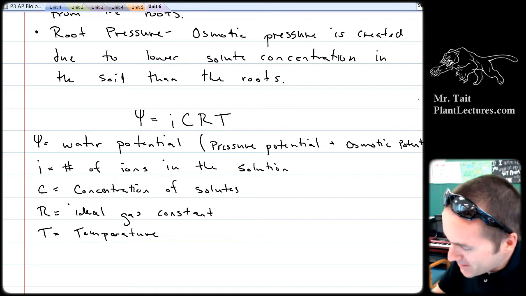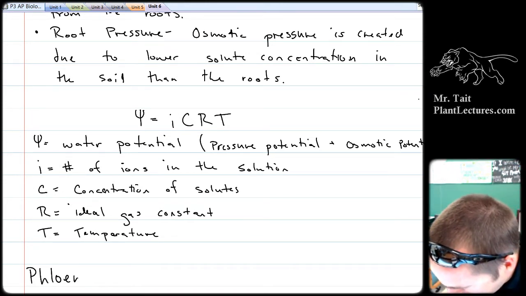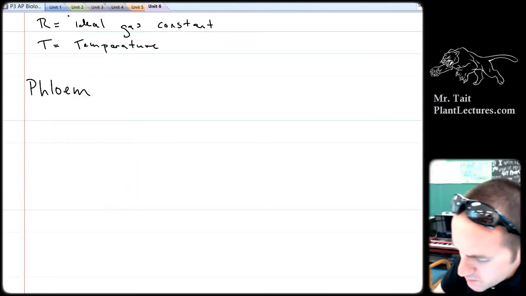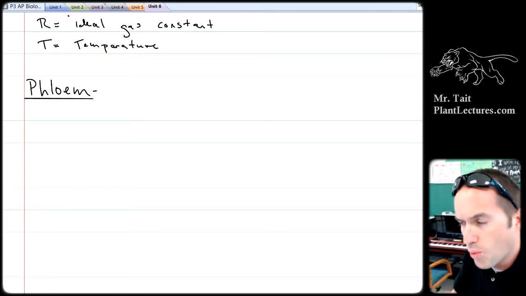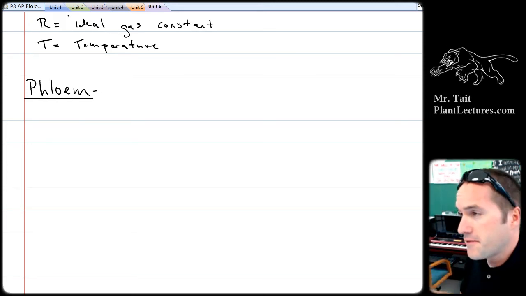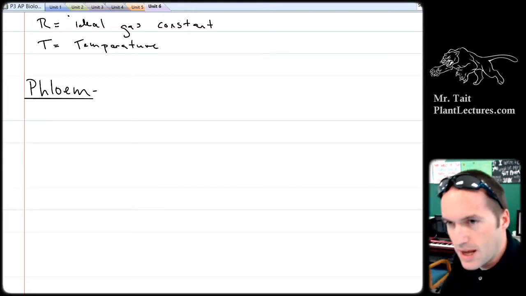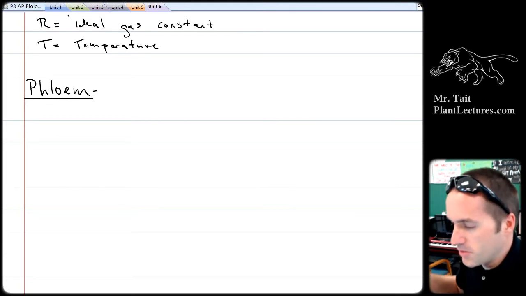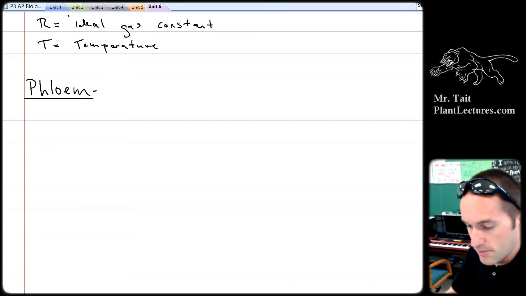Let's talk about phloem. So xylem is the vascular tissue that moves water and nutrients up a tree. Phloem is the vascular tissue that moves sugars and dissolved nutrients and hormones and secondary compounds all throughout the plant. Okay?